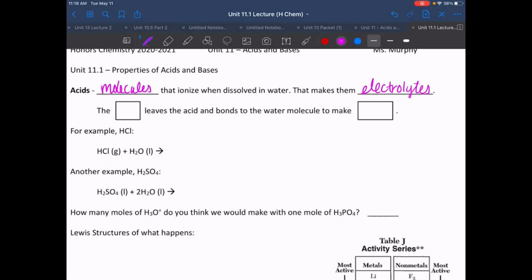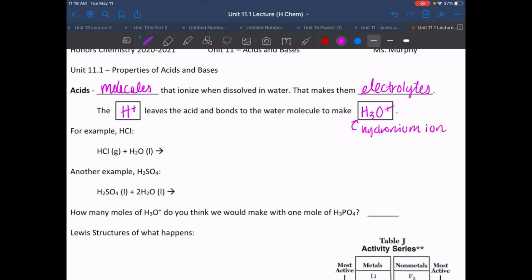So these are the exceptions. So acids are electrolytes because they have an H plus ion that leaves the acid. And what ends up happening is we make what's called the hydronium ion, which is H3O plus. So I'll write that down for you here. So this is called the hydronium ion. So it's a positively charged molecule.